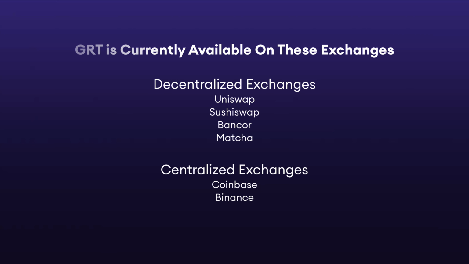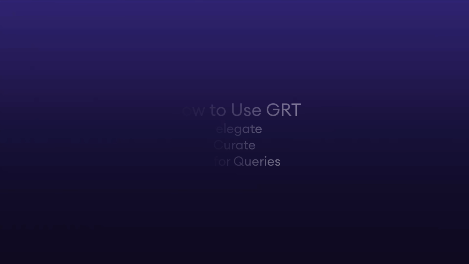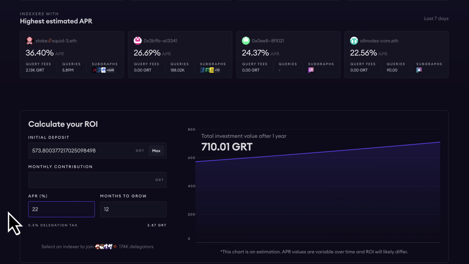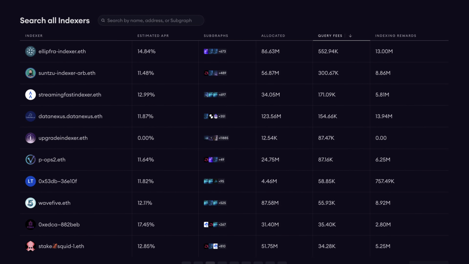and then begin using the GRT in the Graph protocol. Now that you have GRT on Arbitrum, you can begin using GRT in the Graph ecosystem. GRT is the native work utility token of the Graph network, and it plays a crucial role in various activities within the ecosystem. Here are the primary ways you can use your GRT. First, you can delegate to indexers. You can delegate your GRT to indexers who operate nodes on the Graph network. By doing so, you contribute to the network security and efficiency while earning a portion of the rewards generated by the indexers. To learn more about delegating GRT, check the links in the description below.